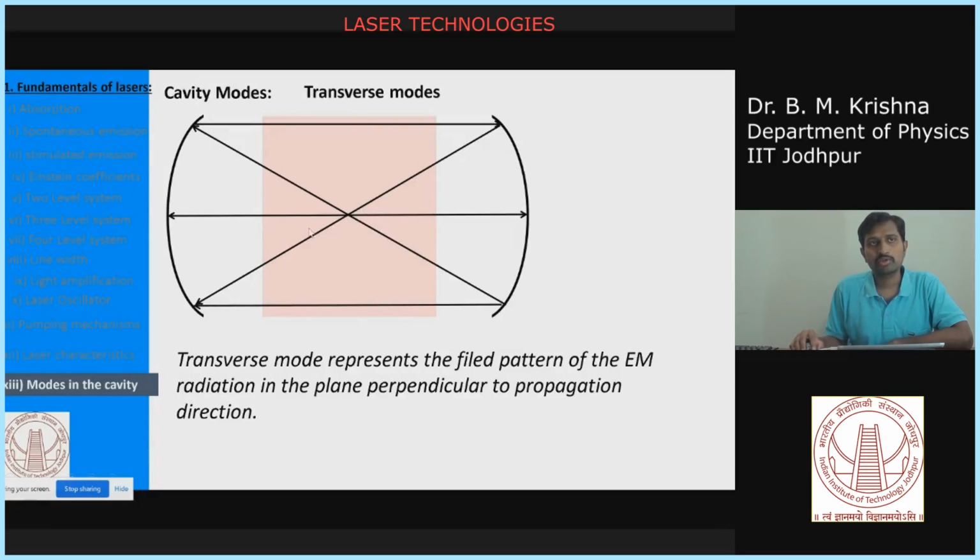So even slightly off-axis photons can also be oscillated inside the cavity. That is the main advantage of your curved mirrors. This gives you your lasing action. That means a number of photons make round trips inside the cavity and are amplified, and this gives you your lasing action. Then you have a laser beam coming out.